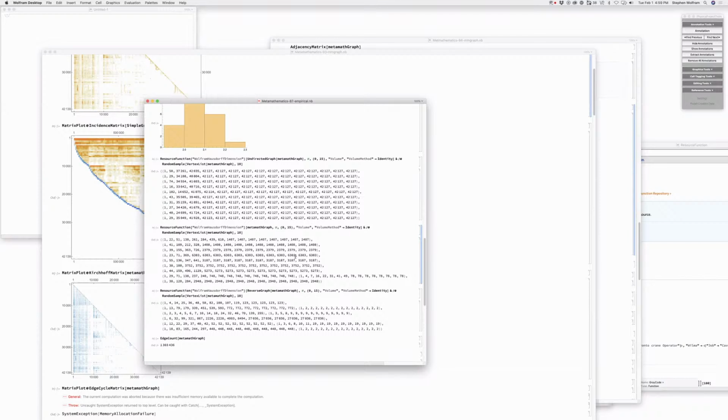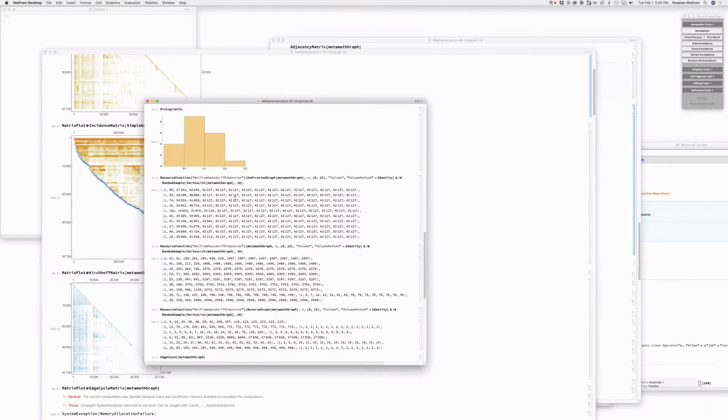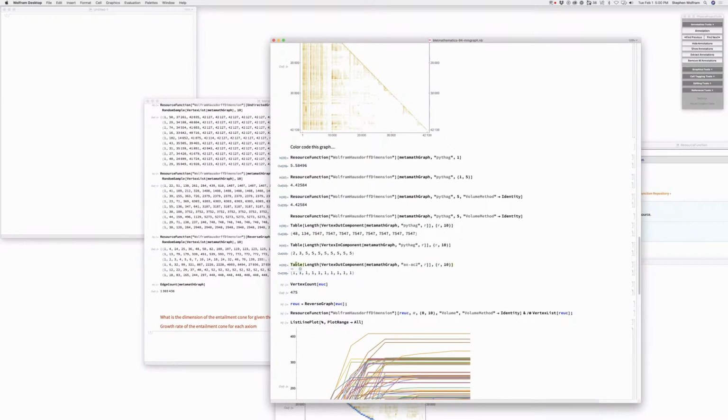So the light cone of any given, the entailment cone. Okay, so the question really is, what is the dimension of the entailment cone for given theorems or axioms? An example would be to figure out the growth rate of the entailment cone for each axiom. That's the obvious thing to do. That is otherwise known as the vertex out component, simply the length of the vertex out component for each of the axioms.